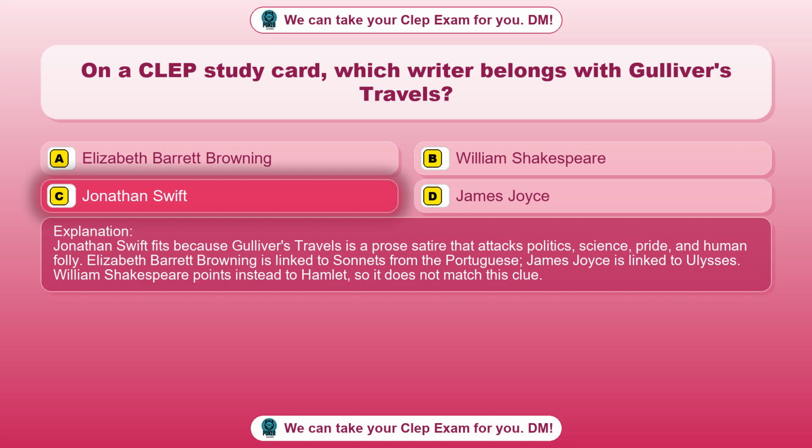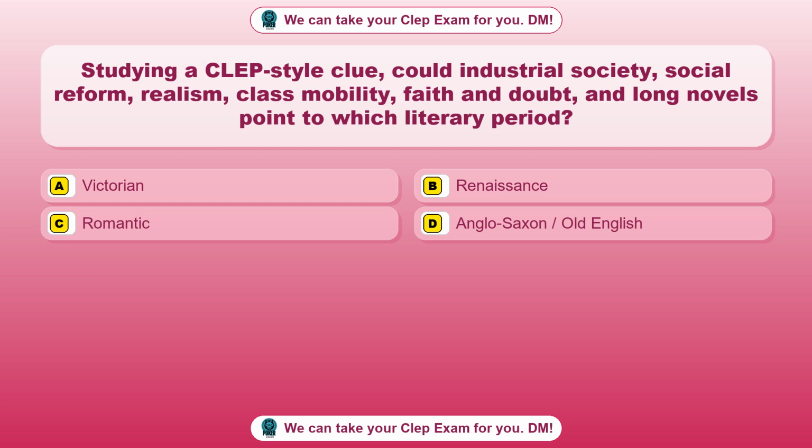Jonathan Swift fits because Gulliver's Travels is a prose satire that attacks politics, science, pride, and human folly. Elizabeth Barrett Browning is linked to Sonnets from the Portuguese, James Joyce is linked to Ulysses. William Shakespeare points instead to Hamlet, so it does not match this clue. Question 72. Studying a CLEP-style clue, could industrial society, social reform, realism, class mobility, faith and doubt, and long novels point to which literary period?